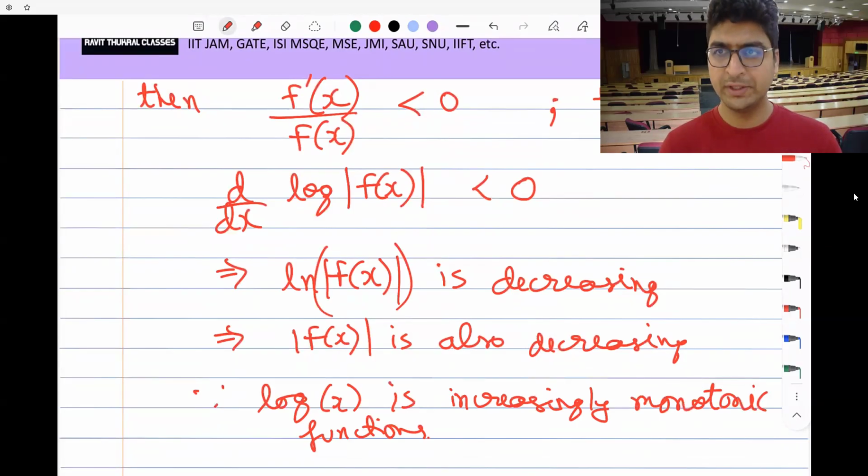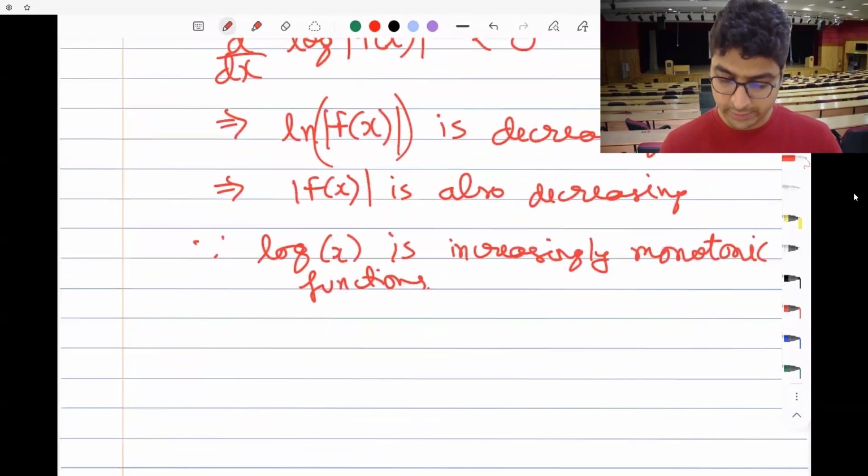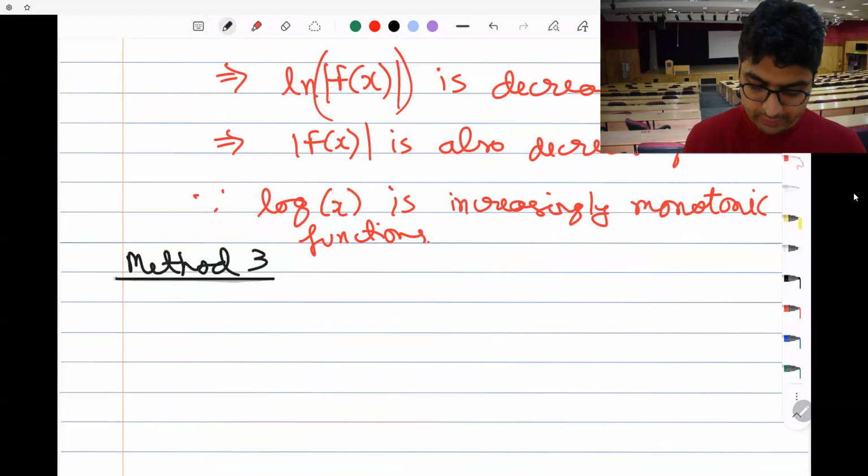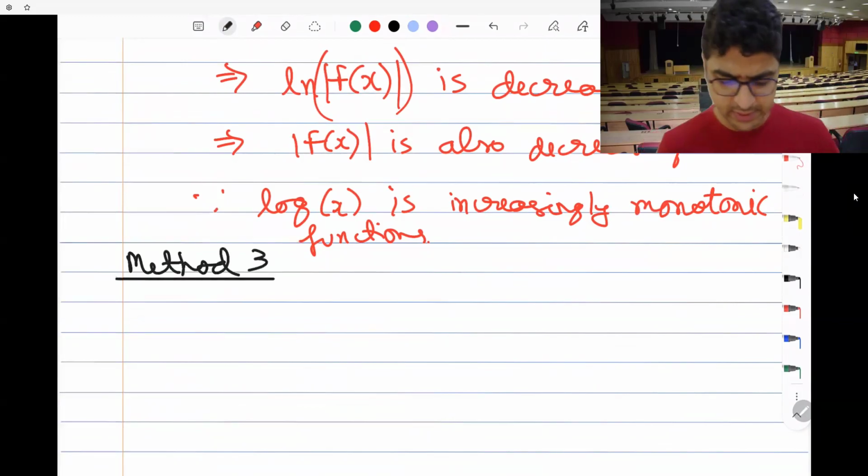so that's two methods done. Let me show you one more method. And I guess that's not a method, but I'll just prove why mod f(x) should be decreasing.